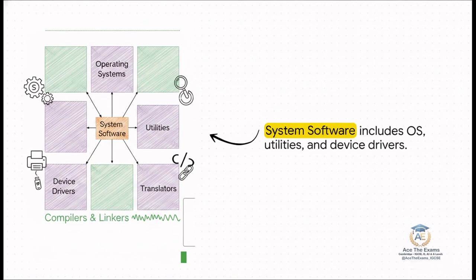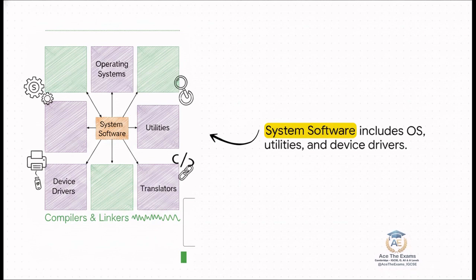Now, take a really close look at how system software branches out into crucial subcategories. It's a whole family of tools. You have your operating systems, obviously, doing the heavy lifting, but then you also have device drivers. These are tiny pieces of software that translate instructions so your hardware devices, like a brand new printer, a graphics card, or a USB stick, can communicate effectively with the operating system without crashing.